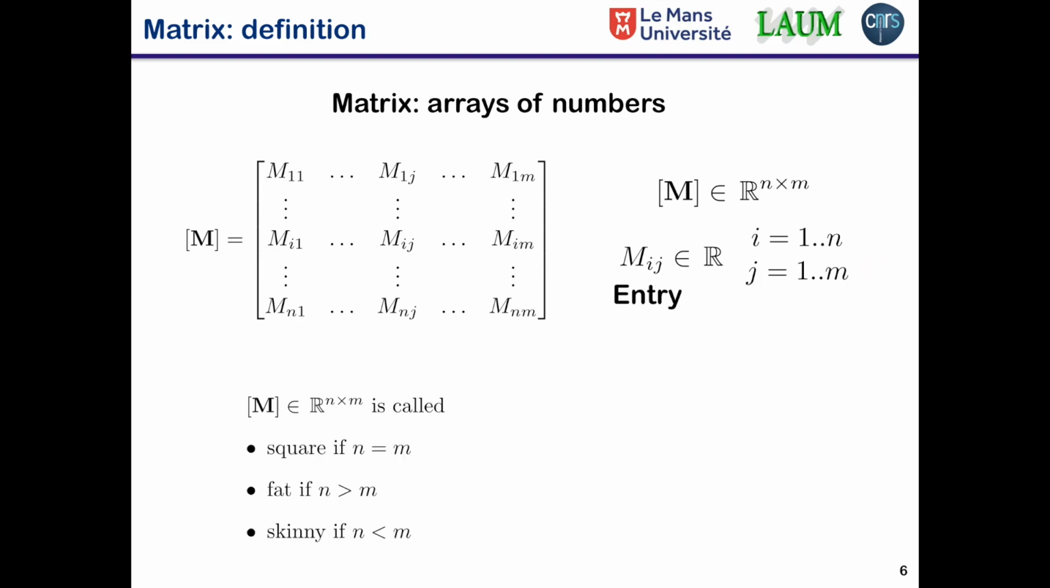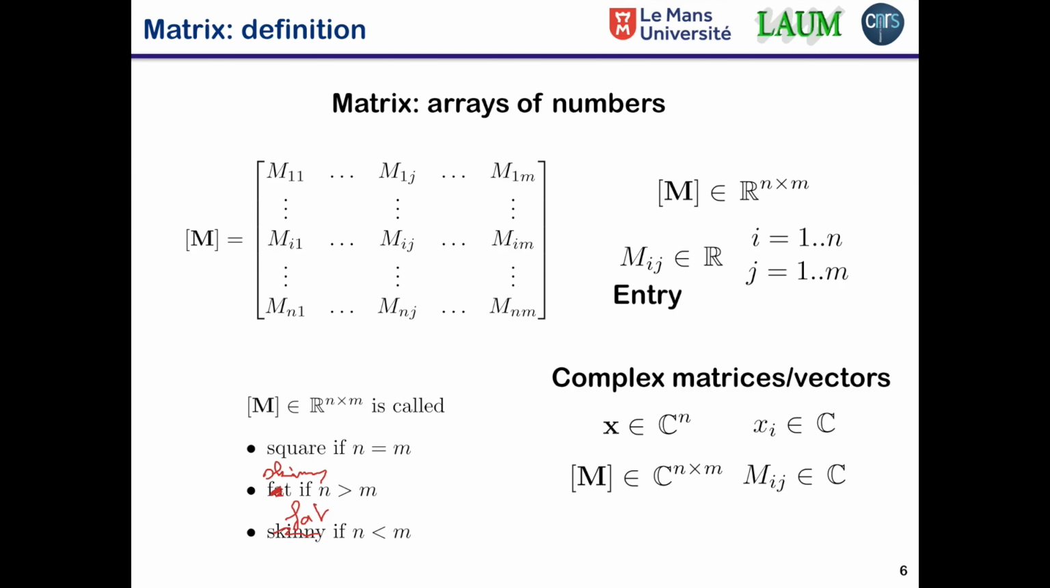A matrix is square if n is equal to m, skinny if the number of lines is higher than the number of columns, and fat if the number of lines is lower than the number of columns. Just to say that the scalars are real numbers in all the things that I said before. They can also be complex numbers, and this can be generalized to complex numbers.